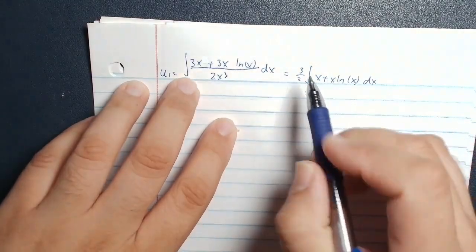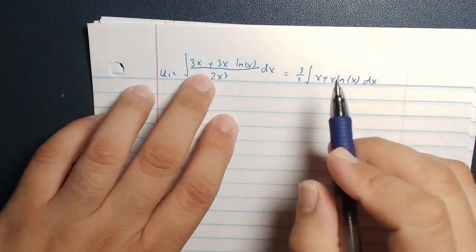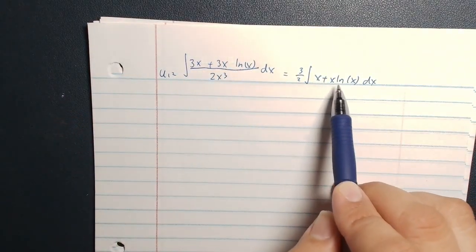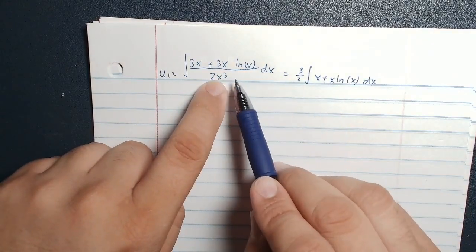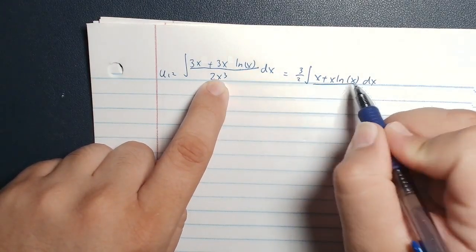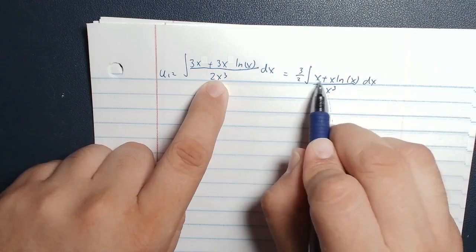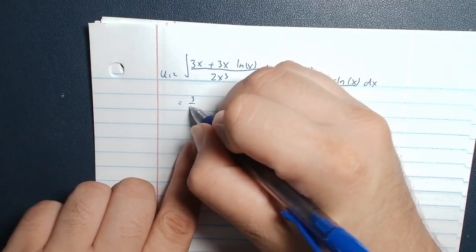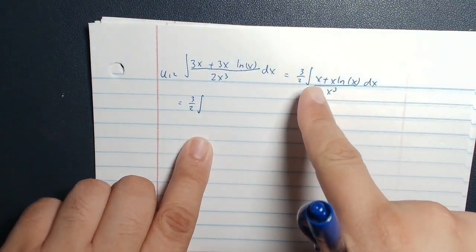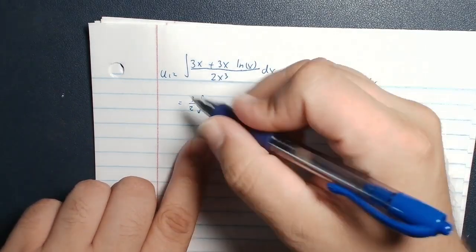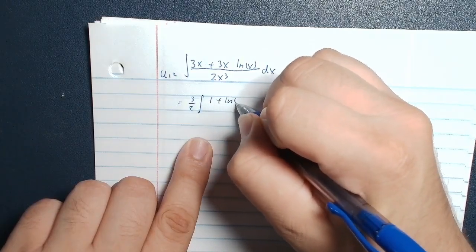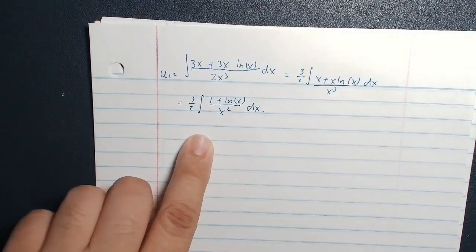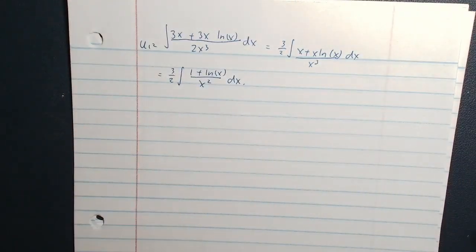I can just write it underneath here. So 3/2 is the common factor. When I factor out the 3/2, I'm left with x plus x natural log of x, and on the bottom, I've got x to the third over x to the third. Then these x's cancel one of those x's. So my u1 is going to be 3/2 times the integral of 1 plus natural log of x over x squared. Okay, so now we can integrate that.